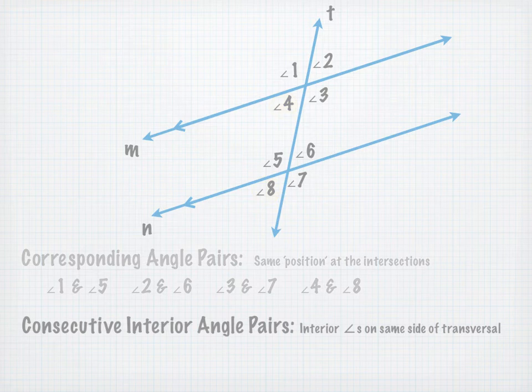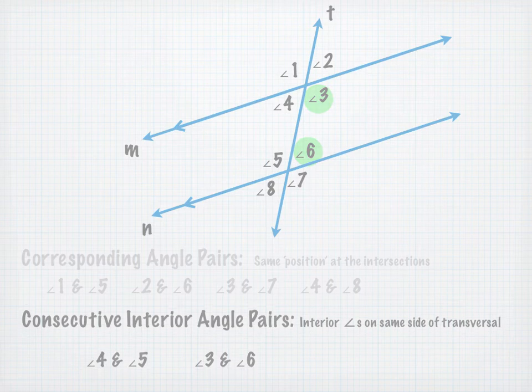Next, consecutive interior angle pairs are interior angles that are on the same side of the transversal. So for example, 4 and 5 are both on the left side of the transversal, and they're both interior angles. So that would be one consecutive interior angle pair. The other consecutive interior angle pair is 3 and 6.